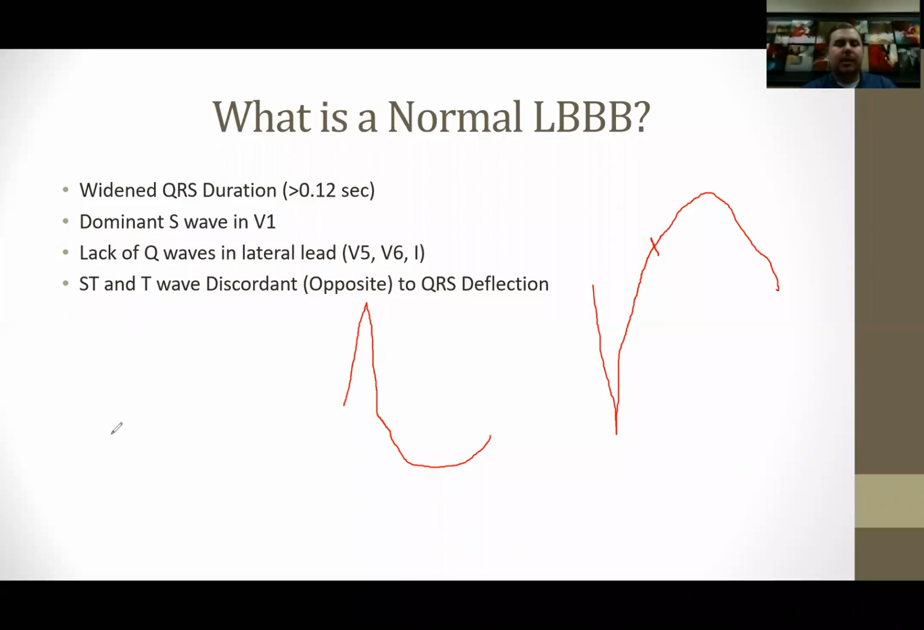What would be abnormal is if I had this wide positive R wave, I had ST depression, and then I had a positive T wave, or I had a wide positive R wave and it didn't come down to the baseline and I had ST elevation. That would be abnormal. So remember the phrase, abnormal depolarization causes abnormal repolarization. So left bundle branch block is a type of abnormal depolarization, so we're going to expect repolarization abnormalities opposite of that.